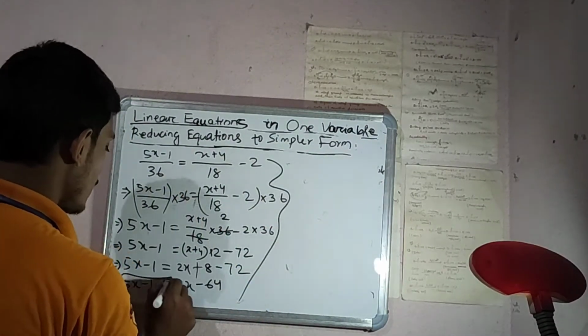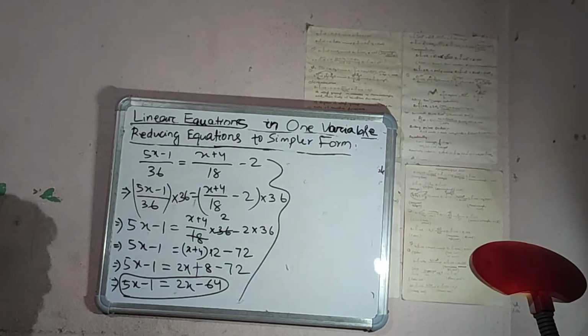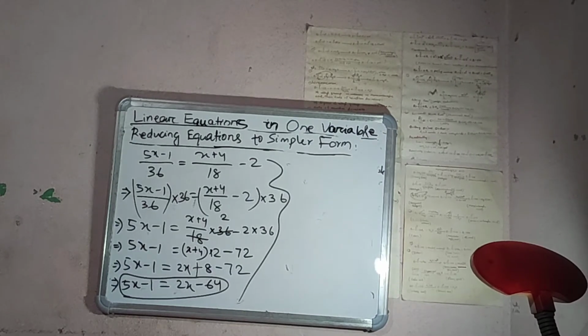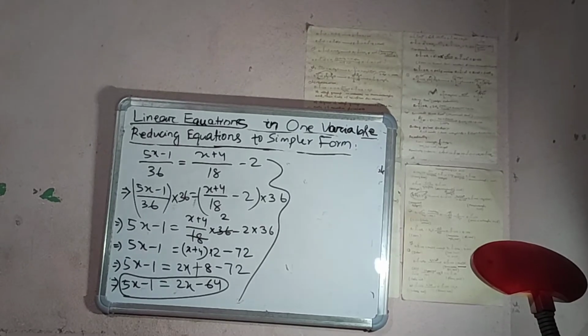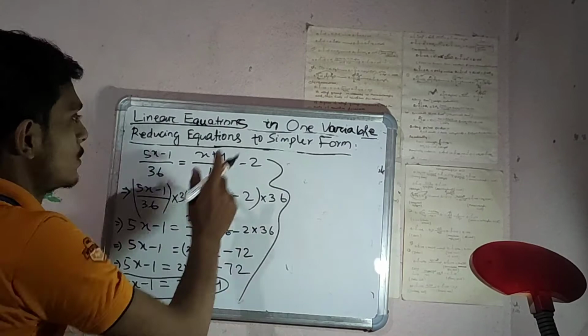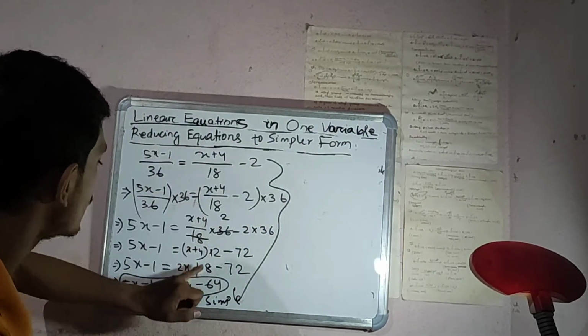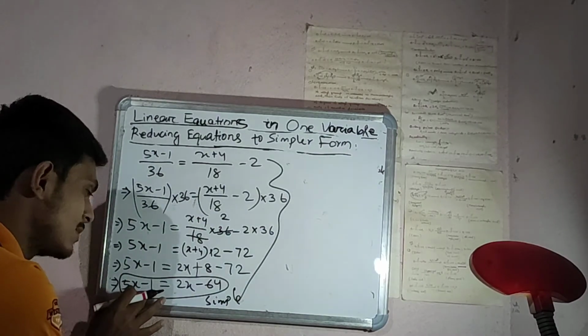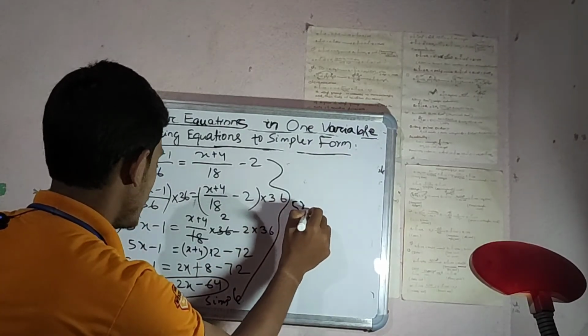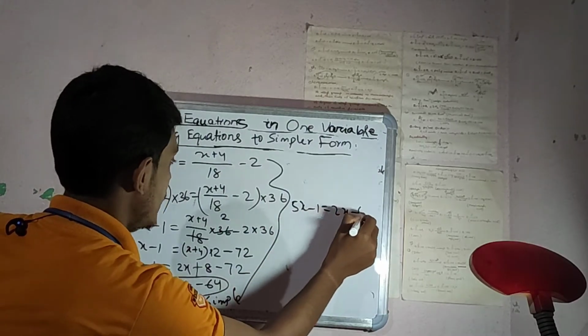So this is in the form of a linear equation. Okay, so it is simple. So the complex equation is reduced. Then we can know how we can solve this type of equation, that is 5x minus 1 is equal to 2x minus 64.